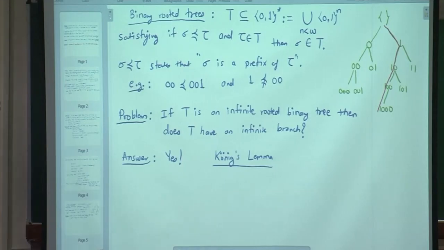You have heard the name of Kœnig? CSB theorem's proof was by Julius Kœnig. This is a different Kœnig, if I understand correctly. So Kœnig's lemma, and the proof is via compactness.